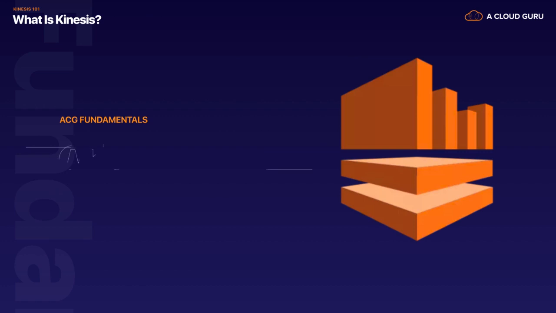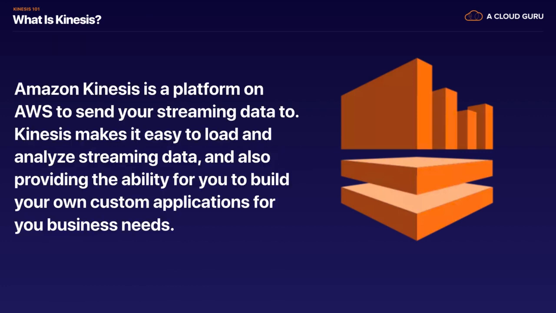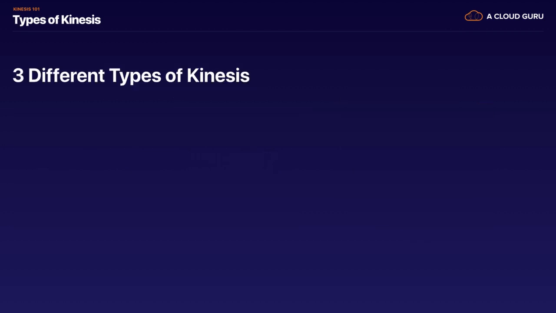So now that you know what streaming data is, what is Kinesis? Kinesis is a platform on AWS to send your streaming data to. That's all it is. It's a place to send all your streaming data to. Kinesis makes it easy to load and analyze streaming data, and also provides the ability for you to build your own custom applications for your business needs.